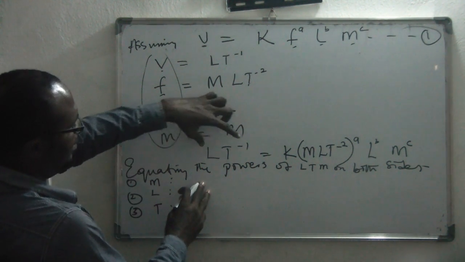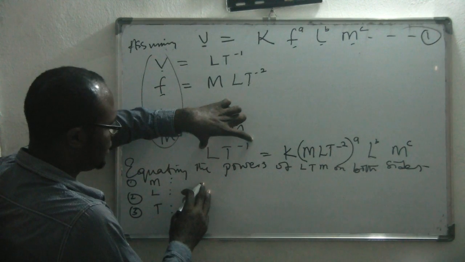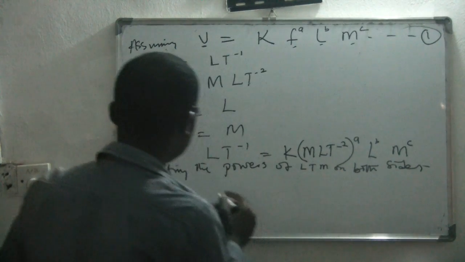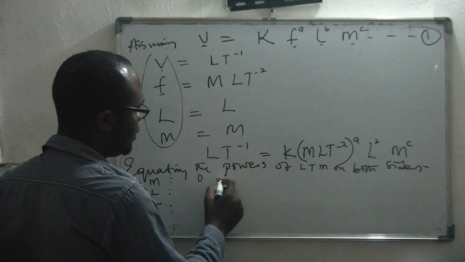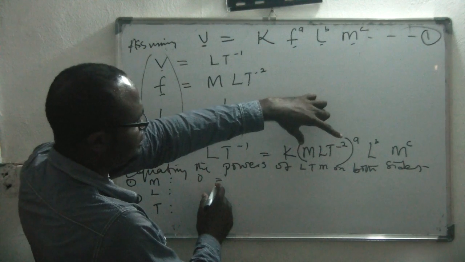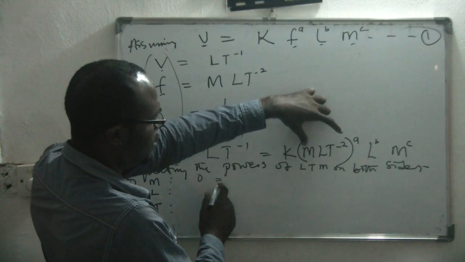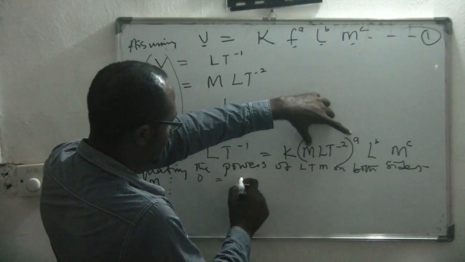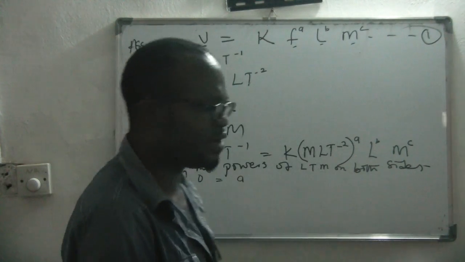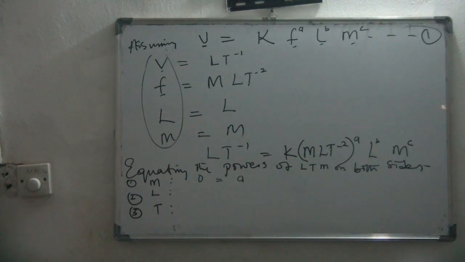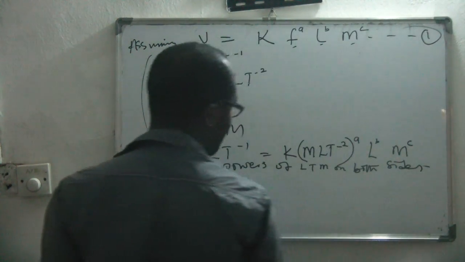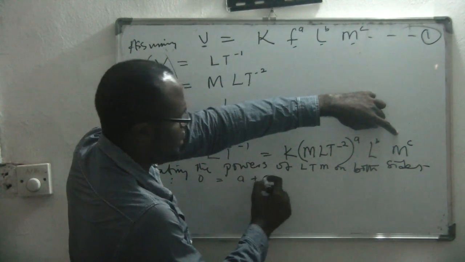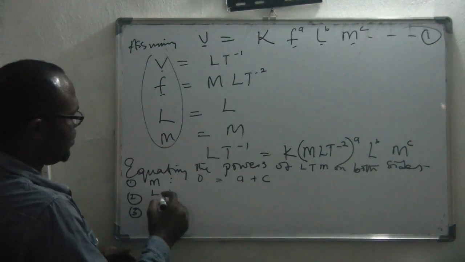What do we have? Is there any M here? No. There's no M here. If there is no M, we call it 0, equal to. Is there any M here? Yes. How many M? 1, which is the power of M in force, to the power A. Is there any other M there? Yes, this is M to power A, and this is another M to power C.